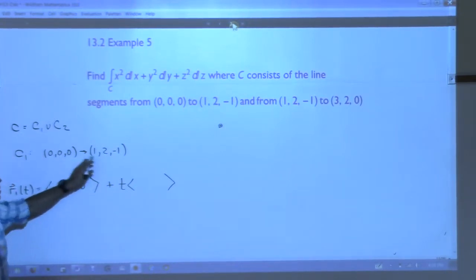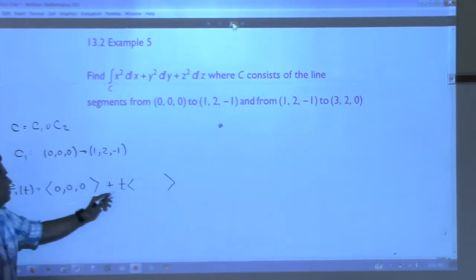And then we're going from here to here, so the vector from here to here is just that as a vector.